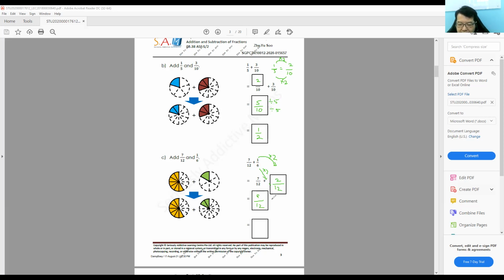Can you simplify? Yes, you can. So you divide it by a common factor, which is 3. 9 divided by 3 equals 3. 12 divided by 3 equals 4. And the answer is 3/4. Okay, all right. Hope you've gotten the answers correct. If not, you might want to review the steps again, before we move on to the next set of questions.